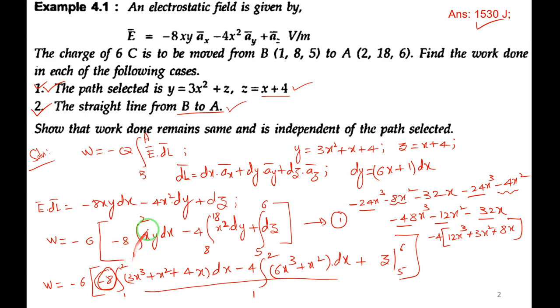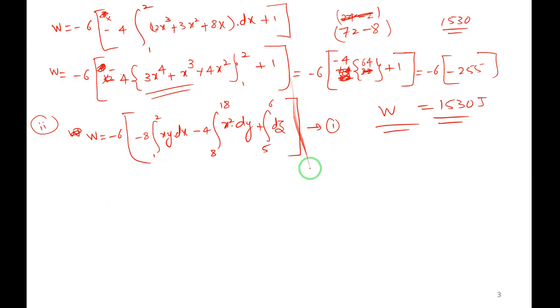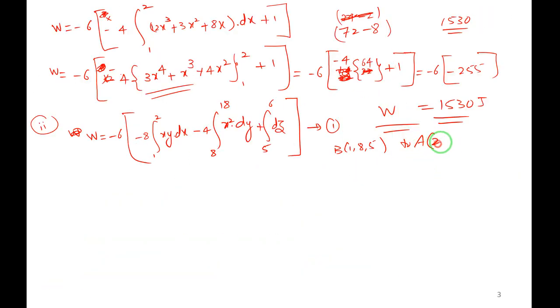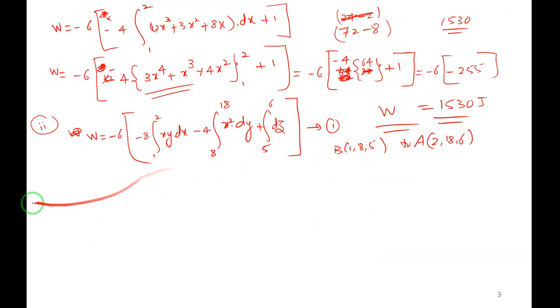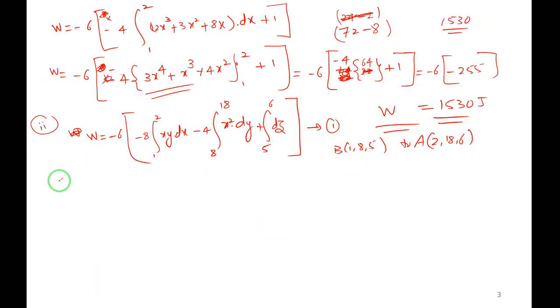Next, along the straight line path from B to A, I will take the points also. B is 1, 8, 5, to A, which is 2, 18, 6. Is it fine? Okay. Next, straight line means I have to make use of straight line equations. So I'll take the straight line equations, as in the previous problem we took in the last class. If you remember, I will write it here.